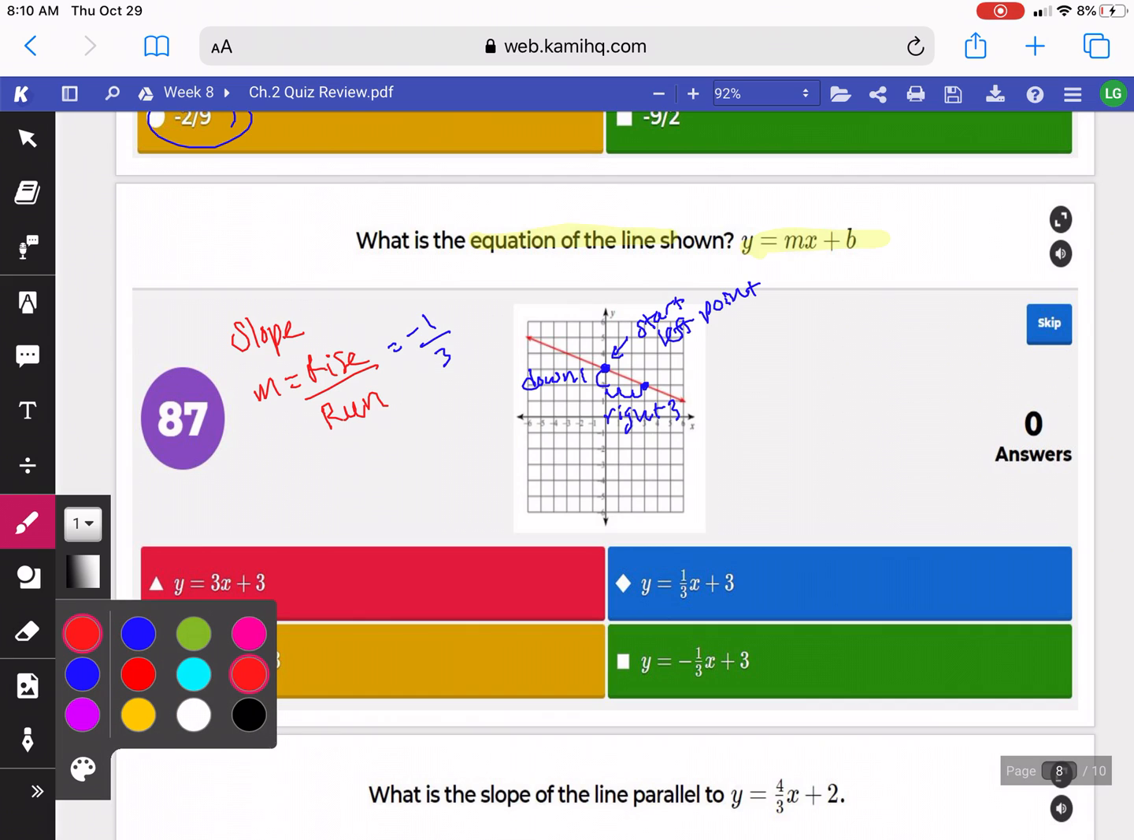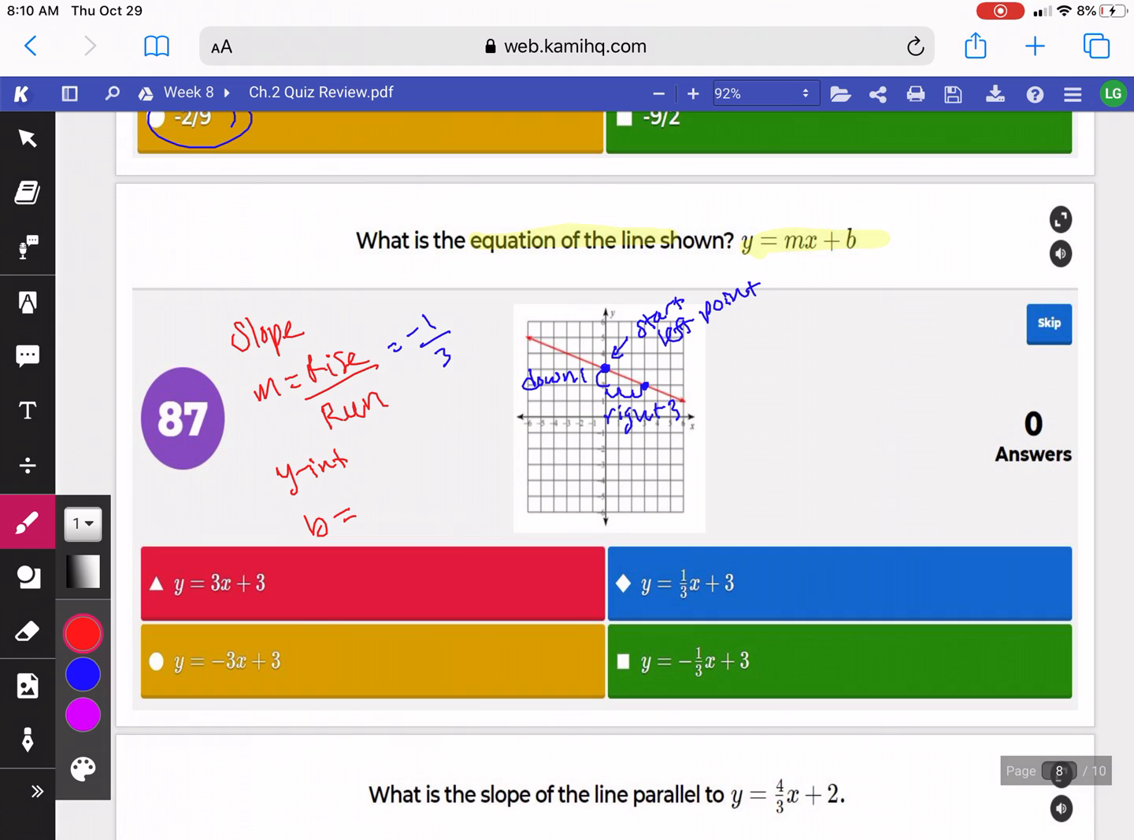We also want to find our b, our y-intercept. So here, if we look at our graph, our y-intercept is where it crosses the y-axis. So this right here is our y-intercept. It's at +3.